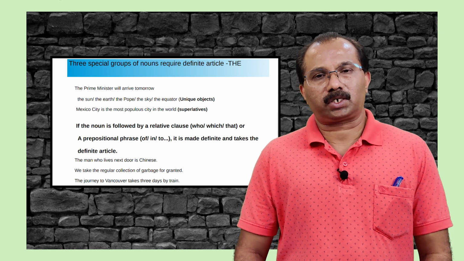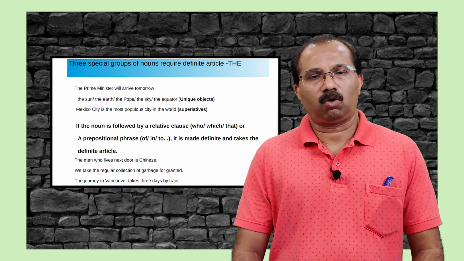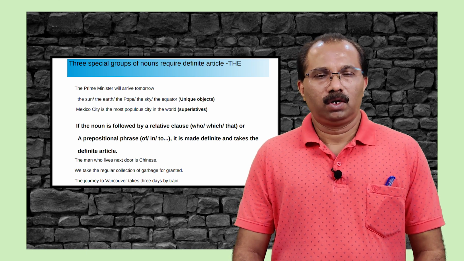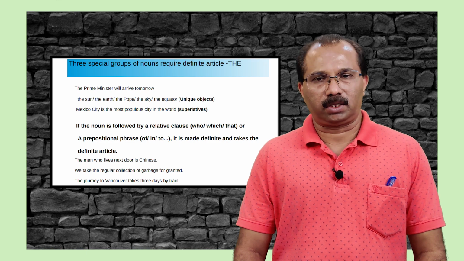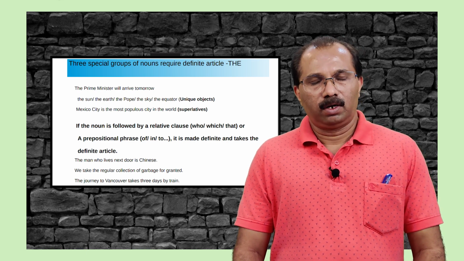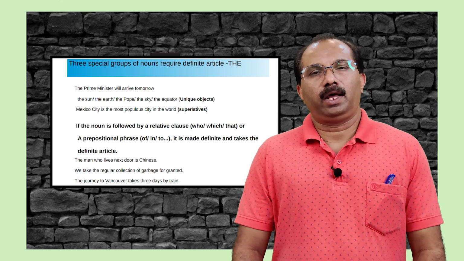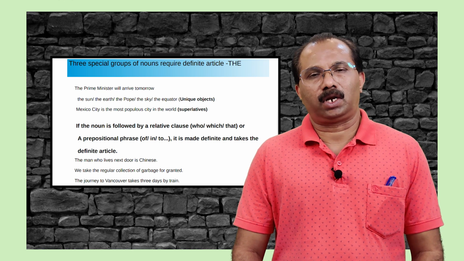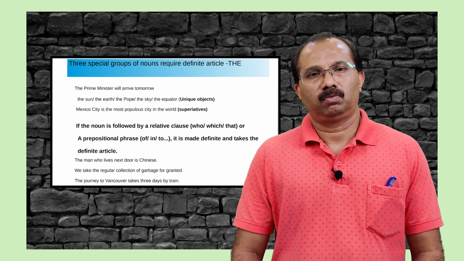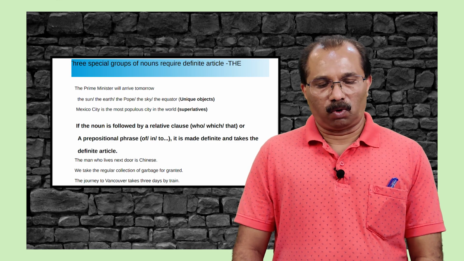The regular collection of. The noun is followed by the prepositional phrase of. There also we use the definite article the. The regular collection, that is a noun. Okay, another one: the journey to Vancouver takes 3 days by train. Again, the journey, that is a noun, is followed by to. So in this case also we use the definite article.